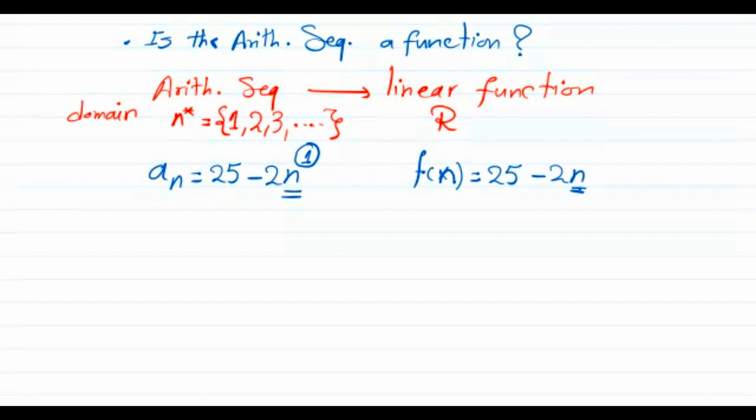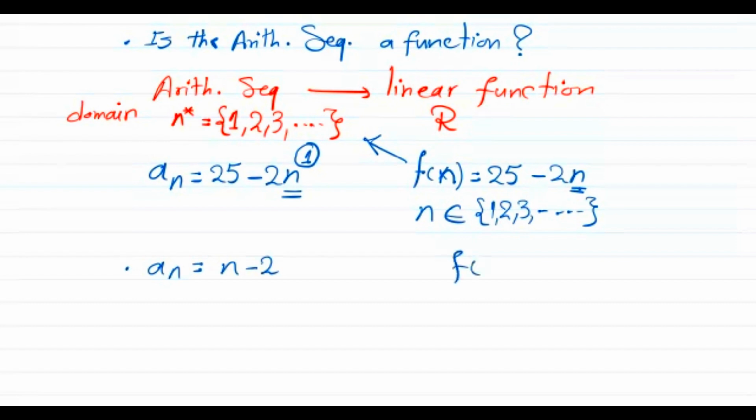This is a function. But if I call this an arithmetic sequence, that means n has to belong to 1, 2, 3, and so on. It has to be positive integers. So if I ask you, this is an arithmetic sequence, an equals n minus 2. And this is a linear function, f of n equals n minus 2. Do we have a difference between the two?